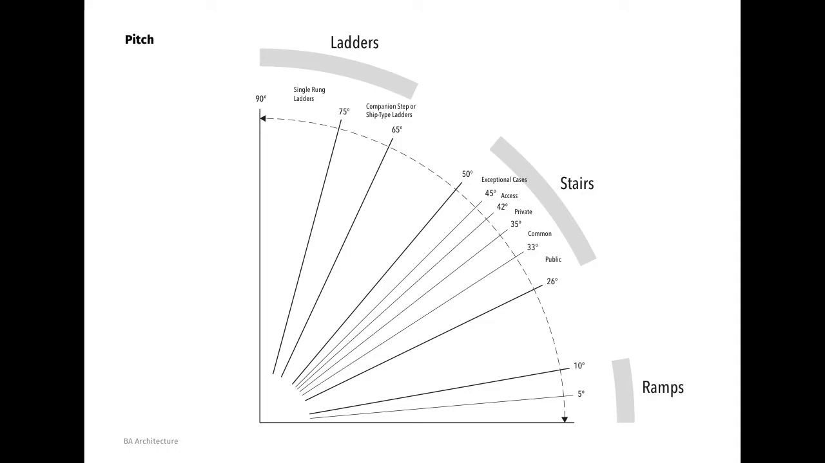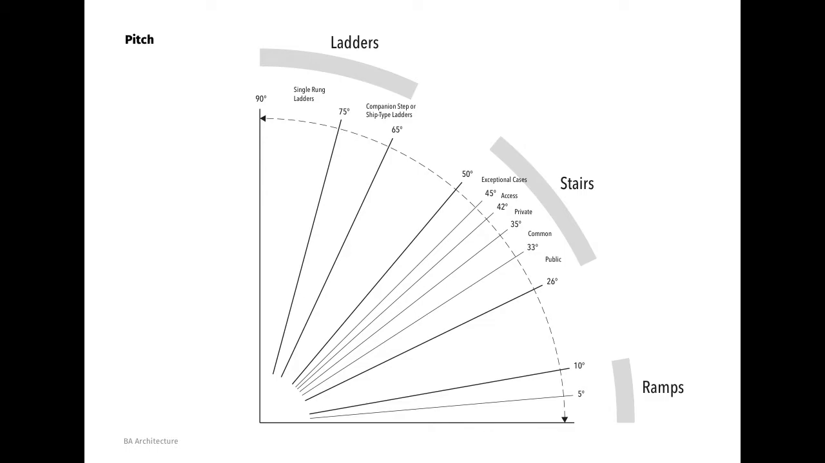And then beyond that, as you move towards the 90 degrees of vertical, then we're talking about ladders. But what you'll notice from this graphic is that there are gaps between ladders and stairs and between stairs and ramps. And in those areas, we aim not to put anything, because ramps are too steep beyond 10 degrees. Stairs are too shallow below 26. And if you've ever tried to walk up a very, very shallow staircase, it's very inefficient and very annoying.